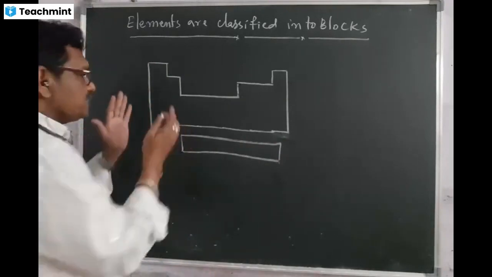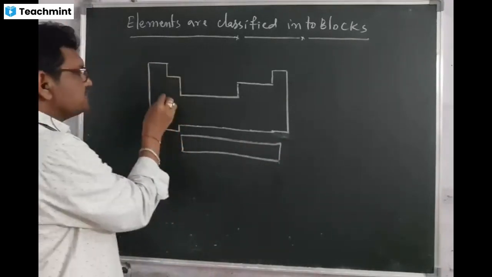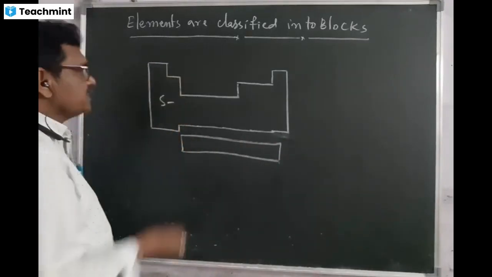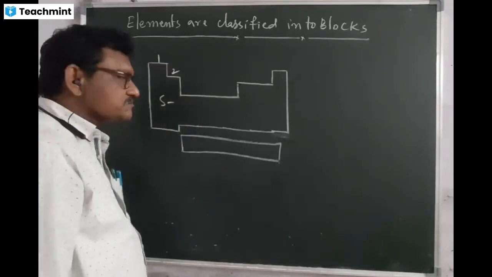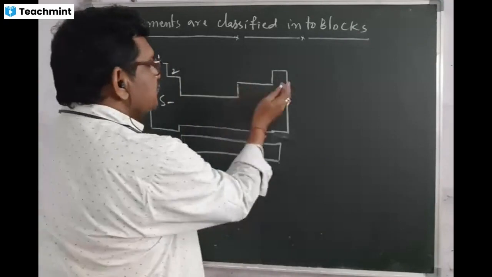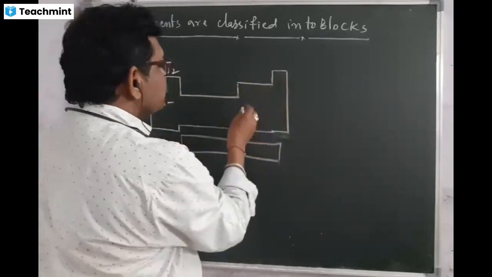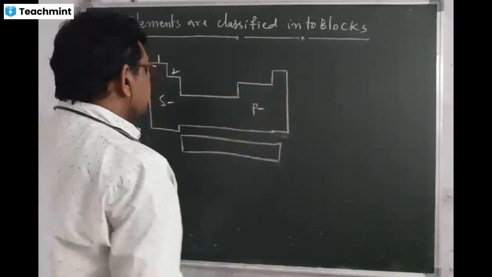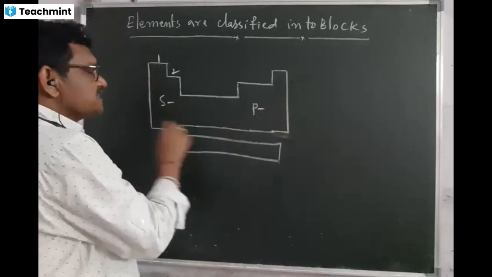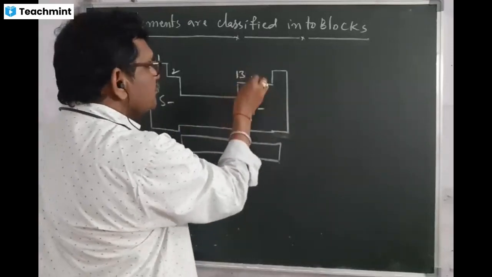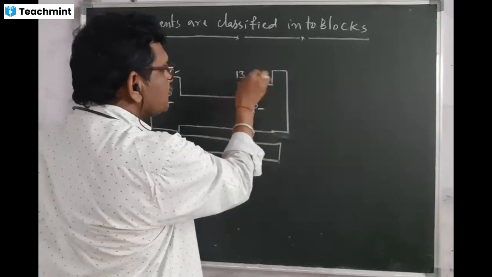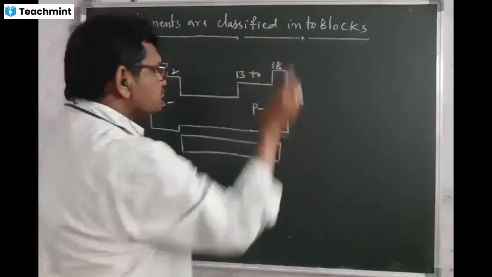So you know already the left part of this table is S block. These groups are the first and second groups. And the complete right part of this table is P block. This is S block. This is P block. P block starts from the 13th group to the 18th group.